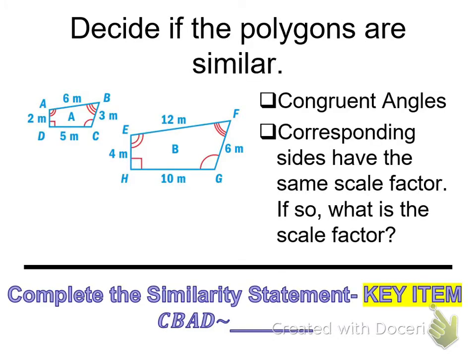So we're going to start on page 4 of our 8.1 notes. To recap, to decide if polygons are similar, you want to be thinking of these two things like a checklist. The corresponding angles need to be congruent.